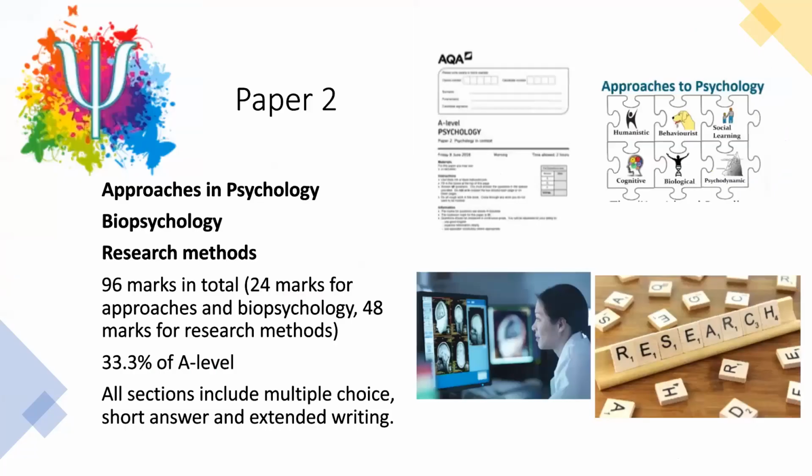Then for paper 2, this time we look at different approaches in psychology. So earlier I hinted at that not all psychologists believe the same things. There are actually lots of different approaches within psychology. So we would look at the learning approach, the cognitive approach, the biological approach, the psychodynamic approach, and the humanistic approach. We would also look at comparing all those approaches with each other.